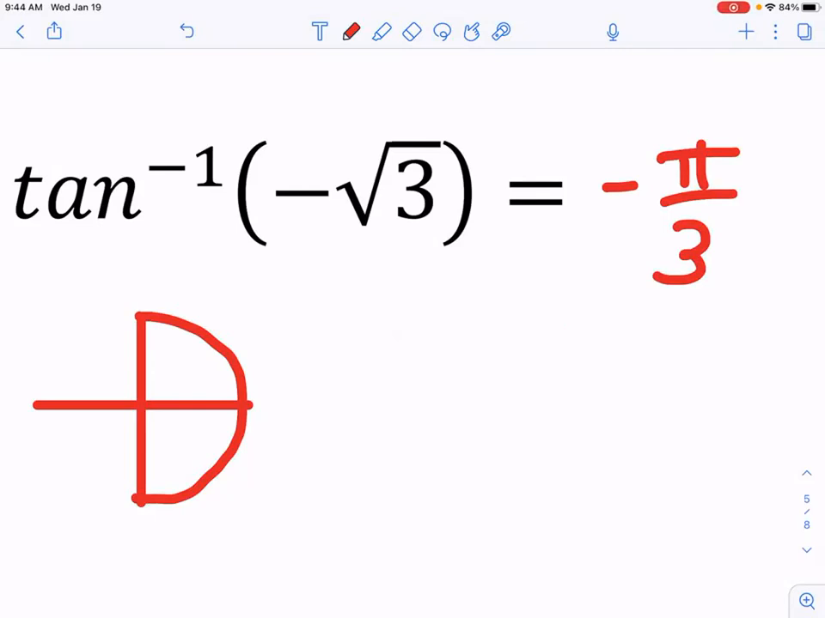Okay, now let's talk about your calculator. I don't know why you're packing up. We have plenty more to talk about. Okay, let's talk about your calculator. Get it out.